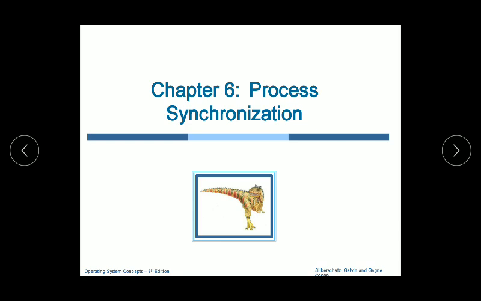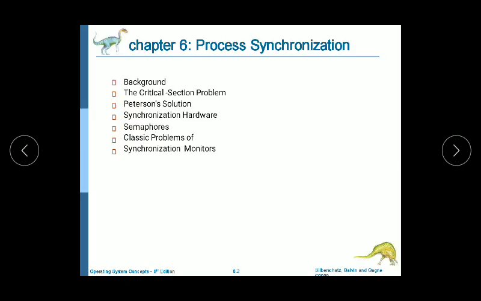The concurrent access to shared data may result in data inconsistency. So, in this chapter, we discuss various mechanisms to ensure the orderly execution of cooperating processes that share a logical address space so that data consistency is maintained. These are the topics we are going to discuss in this chapter.